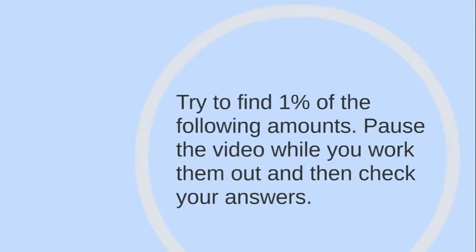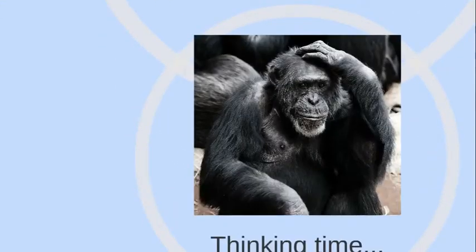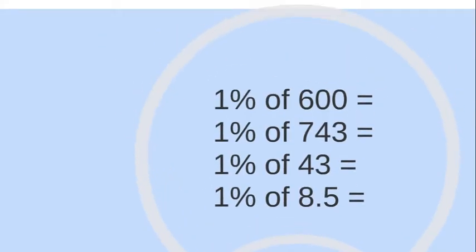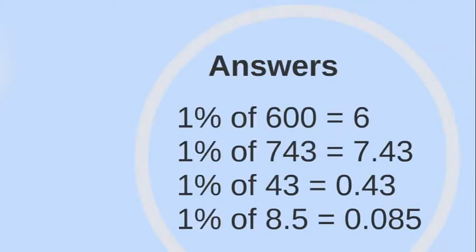So you have a go now at finding 1% of the following amounts. Again, do pause the video and then I'll show you the answers. So here are your numbers. Now's the thinking time, so pause at this point. Okay, thinking time over. Here are the answers. 6, 7.43, 0.43, 0.085.